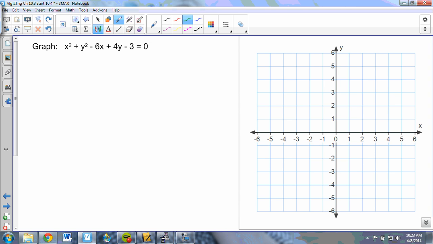I'm going to graph this equation. This is the equation of a circle. Problem is, I don't really know anything about it. I don't know where the center is, I don't know the radius, I don't know nothing. So what I'm going to do is group up the x's, group up the y's, and get rid of the thing that doesn't have a variable. I added 3 to both sides.